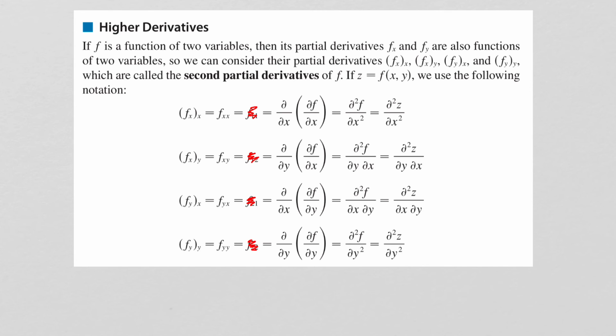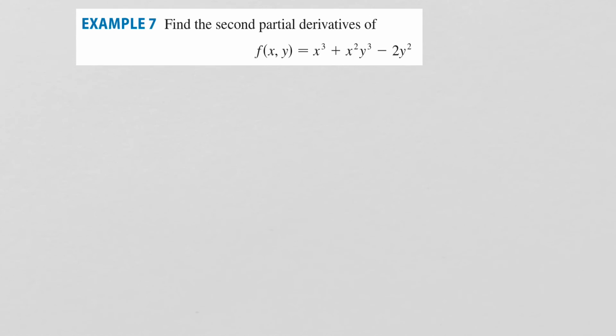Now I want to point out that when you use this notation, the x is the first derivative that you take, and the y is the second derivative that you take. In this notation, it's backwards. This one is the first derivative that you take, and this one is the second derivative that you take. So you have to be very careful not to get those confused. Again, this is just yet another reason why I prefer to use this notation. I feel like this notation is much more straightforward. So let's go ahead and take a look at a couple of examples.